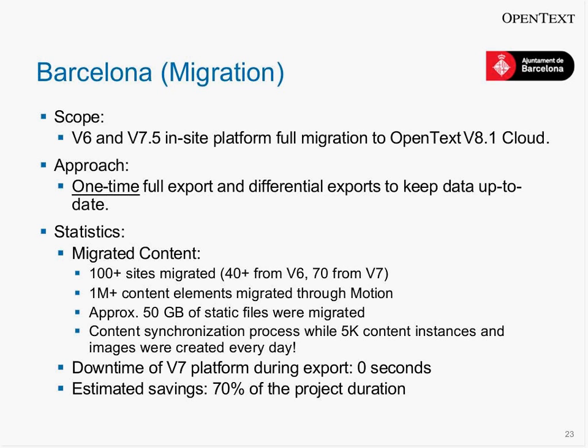As you see in the statistics section of the slide, at the end of the project there were more than 100 sites that had been migrated, with more than 1 million elements, and about 50 gigabytes of static files had been moved. The synchronization, I think that's important, enabled an average of 5,000 content instances to be created on the 7.5 instance while being automatically migrated to the new 8.5 instance. All of this with no downtime of 7.5, and an estimated savings of around 70% of the project's estimated duration.